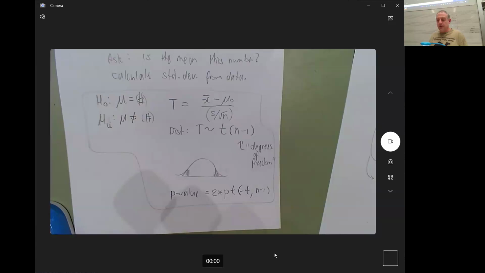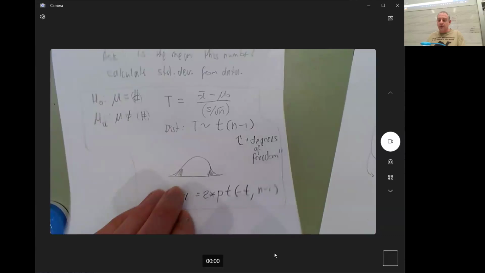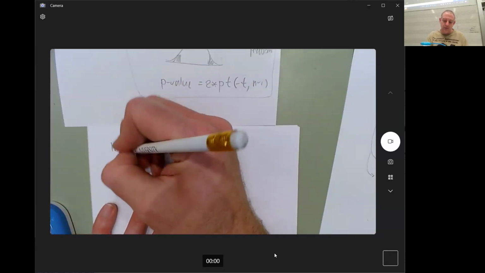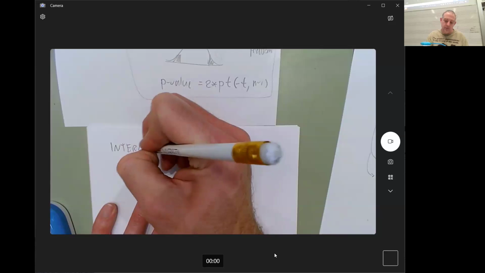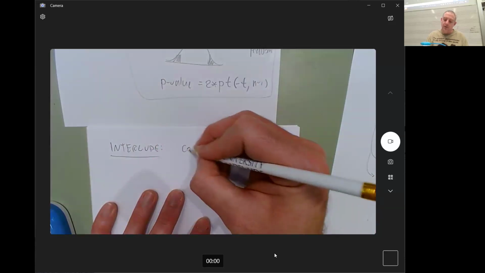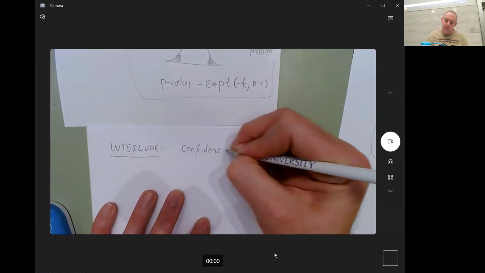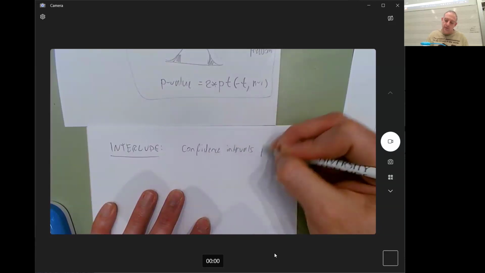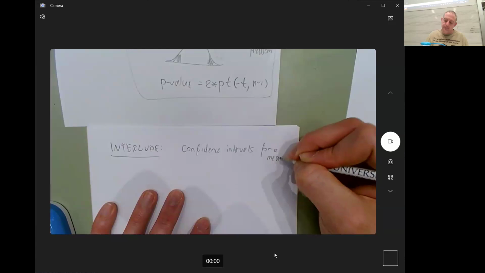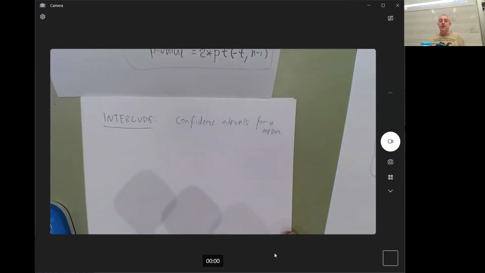Okay, confidence intervals. I might say that now while I'm at it. But that is technically answering a different kind of question. But just, you know, interlude, confidence intervals for a mean. So confidence intervals for a mean are in the same situation. Every individual has a number recorded on them. But the question is now, what is the population mean?